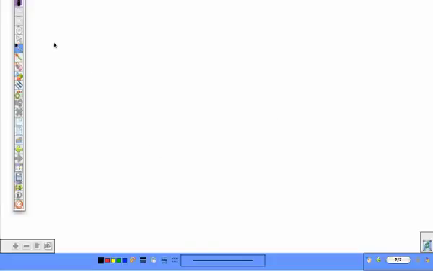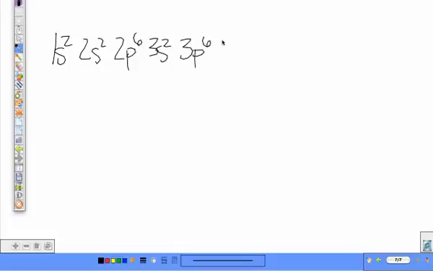So we have 1s2, 2s2, 2p6, 3s2, 3p6, 4s2, 3d6. That's what we had, right? So what's that first question ask about iron? How many electron-containing orbitals are there in an atom of iron?